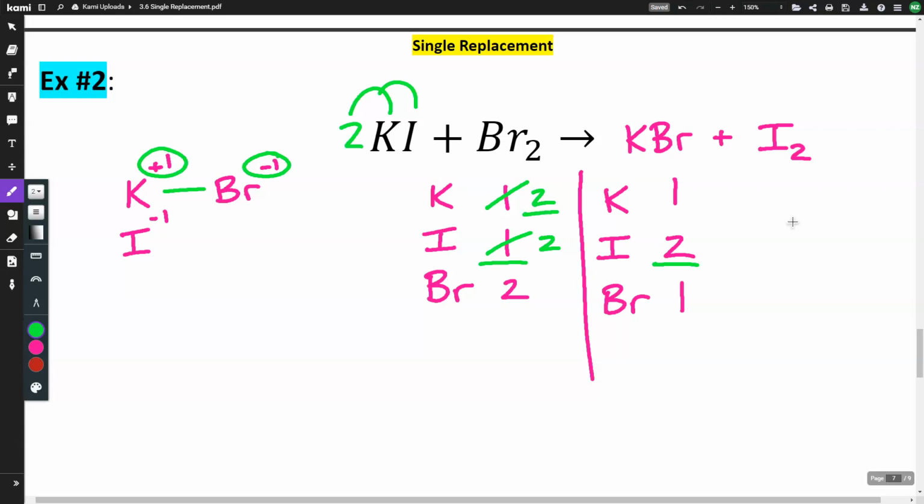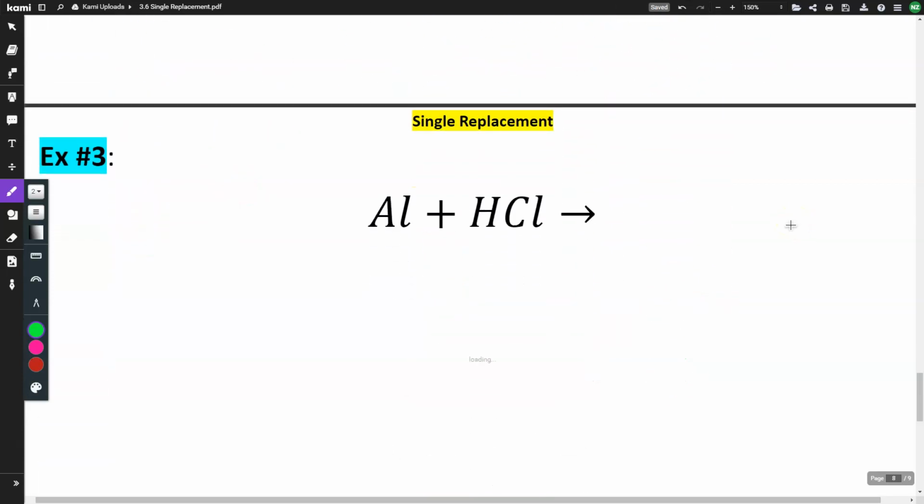So I have 2 potassiums on the left. I have 1 on the right. So let's put a 2 right here. 2 distributes to the potassium and the bromine. So 2 times 1 is 2. 2 times 1 is 2, and we're balanced. All right, let's move on.